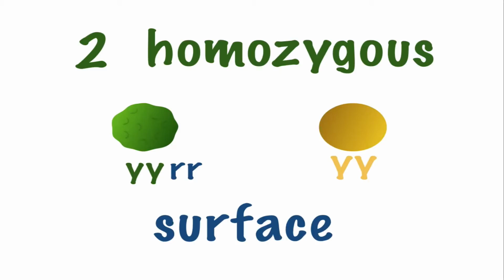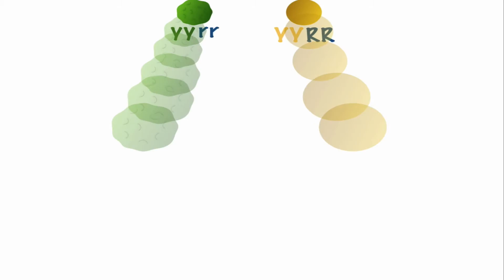So our green pea is a green wrinkled pea. That's a double homozygous recessive combination, and then it's going to be capital R for smooth, homozygous dominant, on our right. All right, so we have two homozygous peas. So let's cross these peas and see what we end up with.